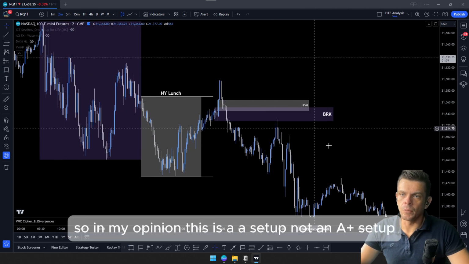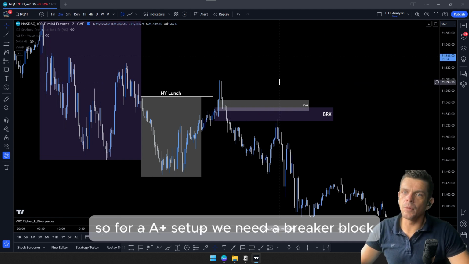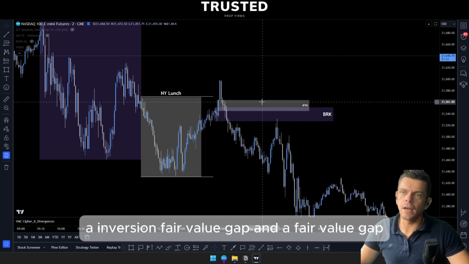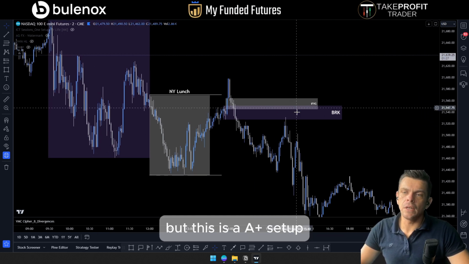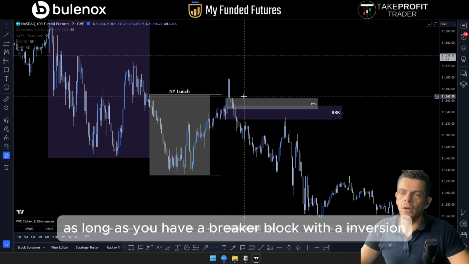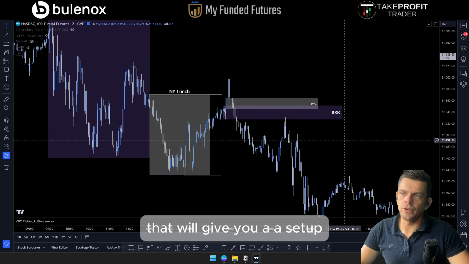In my opinion, this is a setup, not an A plus setup. For an A plus setup, we need a breaker block, an inversion fair value gap, and a fair value gap. But this is a setup as long as you have a breaker block with an inversion fair value gap or a fair value gap. That will give you a setup.